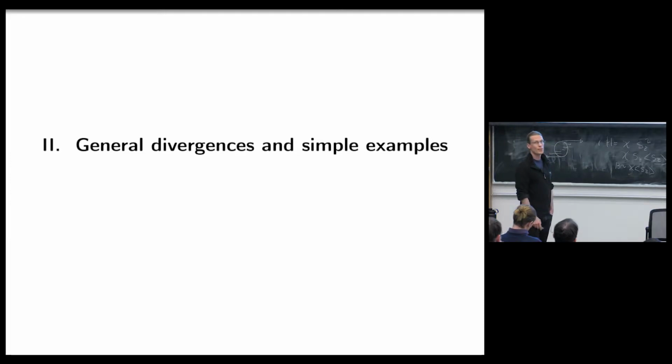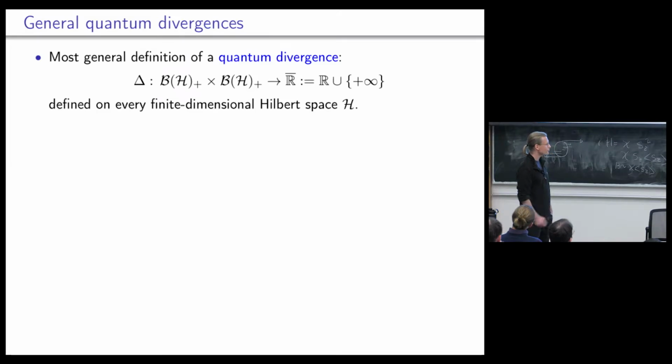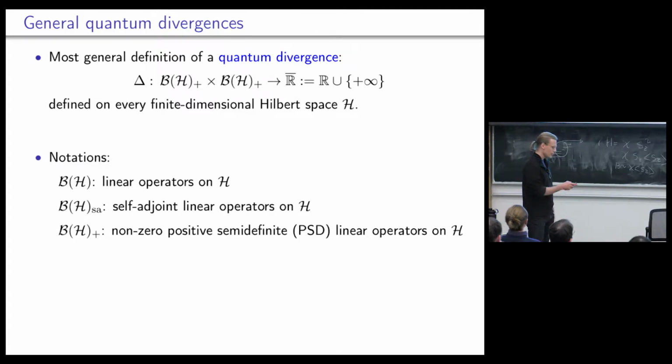Okay, so let's start with the first topic, general divergences and simple examples. At the beginning, we define a divergence in the most general possible way. Namely, it's a function that takes two positive semi-definite operators and assigns a number, which might be plus infinity. And it should be defined on every finite dimensional Hilbert space simultaneously. Let me introduce a few notations. So B of H will stand for the linear operators on H. Index SA will denote self-adjoint operators, and the plus will stand for non-zero positive semi-definite operators on this Hilbert space. So these are probably all very familiar.